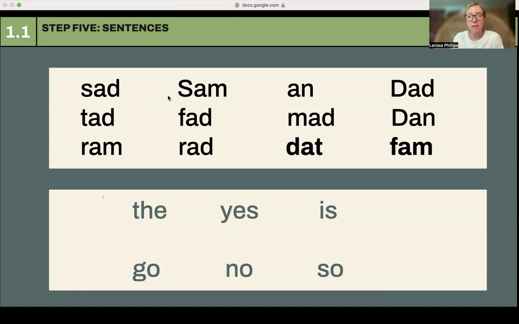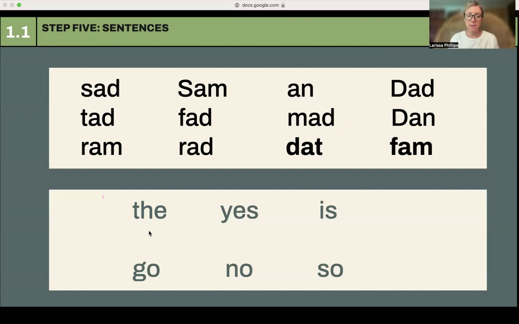Sad. Sam. Ann. Dad. Tad. Fad. Mad. Dan. Ram. Rad. Now these words in boldface are nonsense words. They are not real words. Dat. Fam.